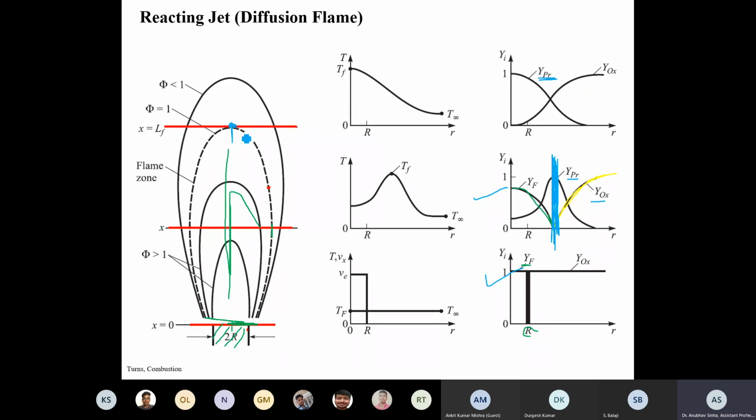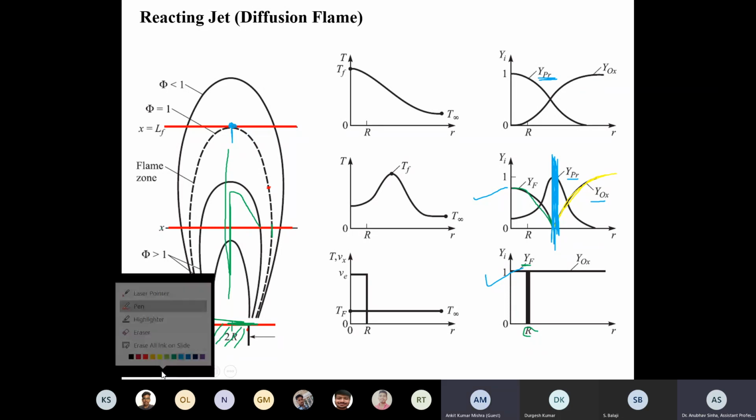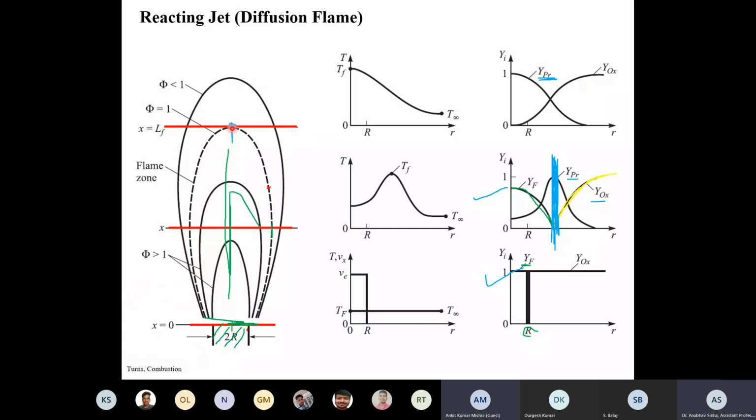What will be the mass fraction of fuel here? You tell me. Fuel is completely consumed, so it will be 0. Fuel is finished. Product is getting formed here, so product is 1 here, and it readily goes down. And oxidizer is very high outside. It comes down and it is 0 at the flame front. That's all. Now you are clear?